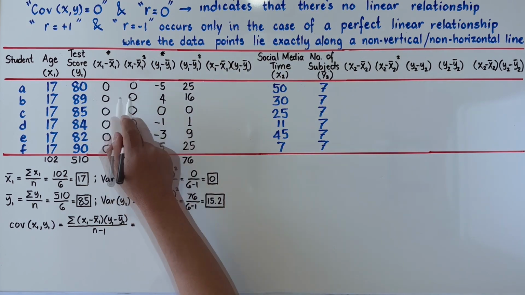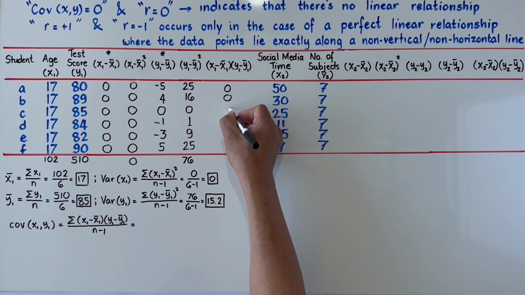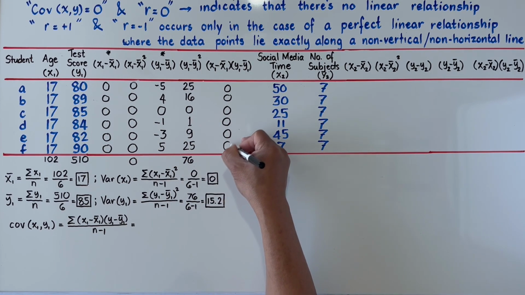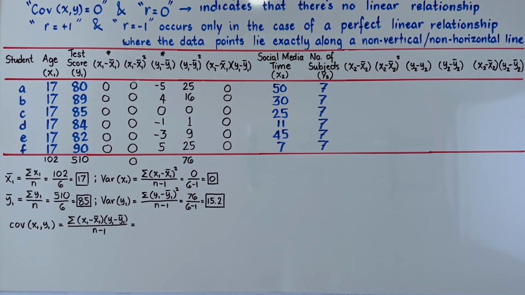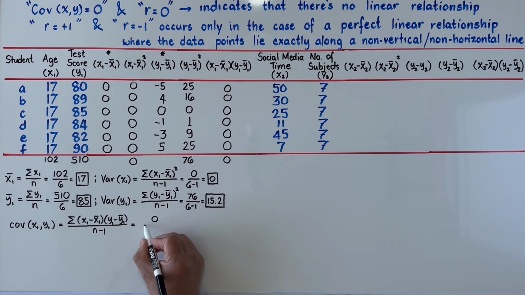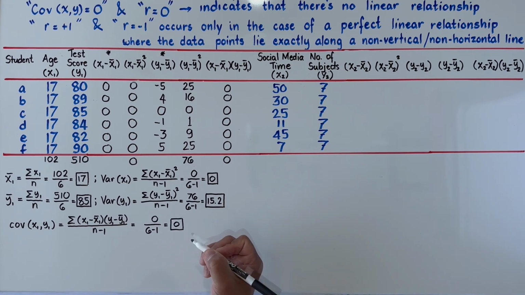So 0 times negative 5 is 0. 0 times 4 is 0. 0 times 0 is 0. 0 times negative 1 is 0. And 0 times negative 3 is 0, as well as the last one. So they are all zeros, and the sum is also 0. So this is 0 divided by 6 minus 1, and 0 divided by 6 minus 1 is also 0. So since the covariance is 0, this means there is no linear relationship between the two variables here.